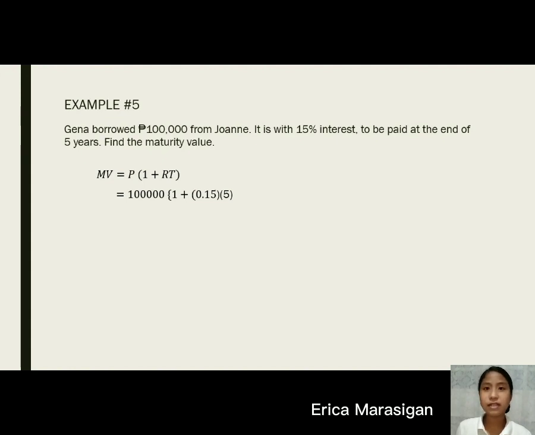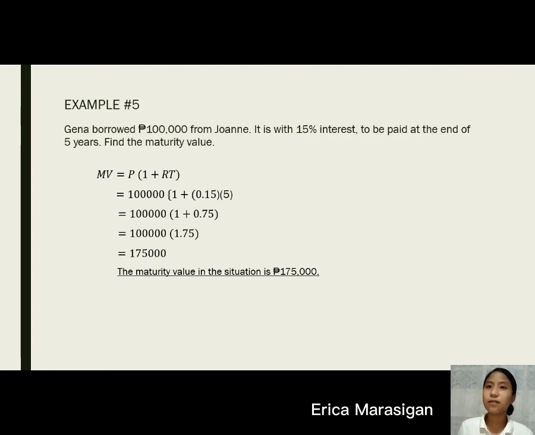0.15 times 5 is 0.75. 0.75 plus 1 is 1.75, and 1.75 times 100,000 is 175,000. The value that Jhanna has to pay is 175,000 pesos with a 15% interest rate at the end of 5 years.